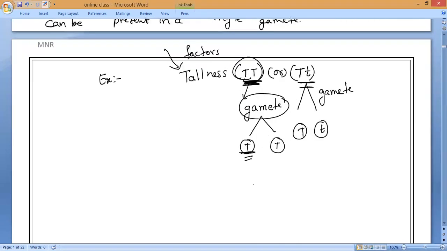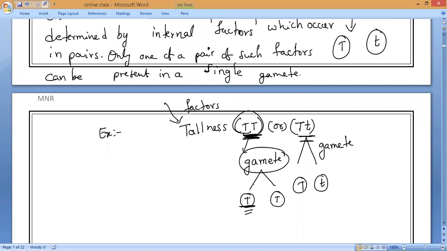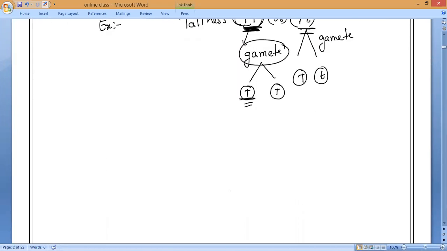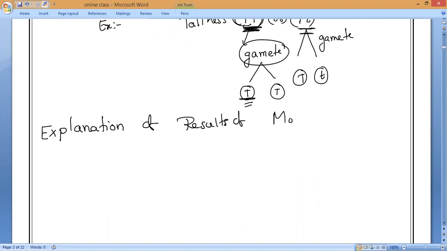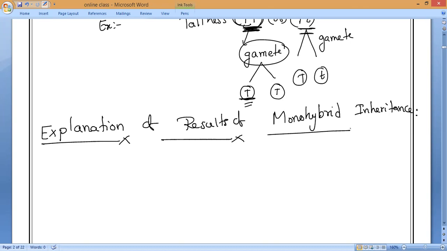So now let us analyze the results of monohybrid inheritance so that we will understand very carefully. So please keep waiting, all of you. Explanation of results of monohybrid inheritance. Based upon this only, we are going to practice all the questions that came in previous years and the upcoming year, your board exam also. So all of you remember that.